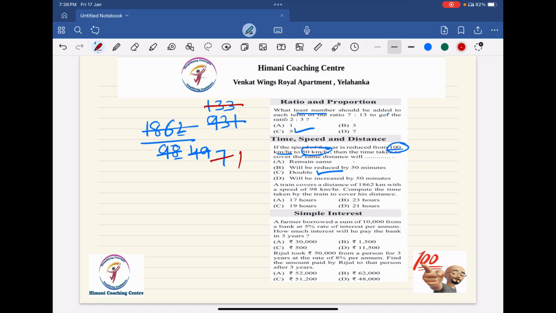Now what will happen? 7 ones are 7, 6 remainder, and 63, 7 nines are 63. So C is the answer.